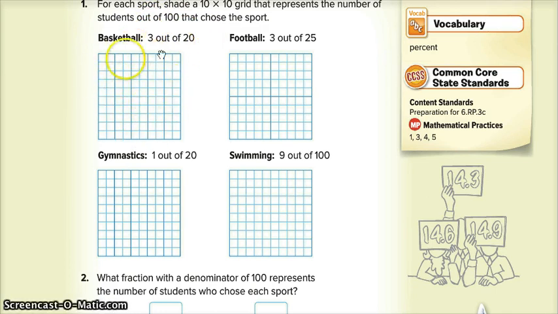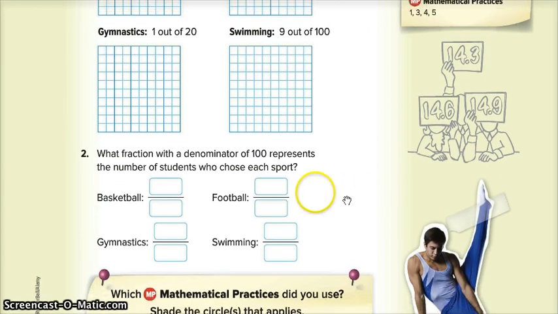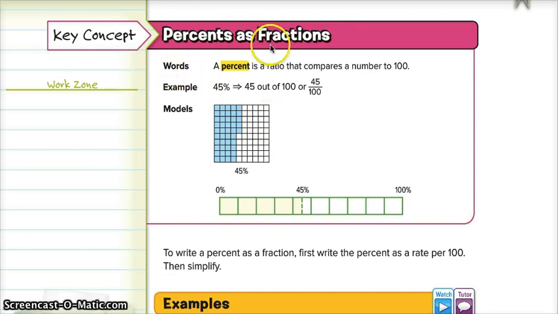Pretend that there were 100 students. Same thing for football, same thing for gymnastics. Swimming is going to be a little bit more simple just because it's already written as 9 out of 100. Then you're going to take a look at number 2. It asks what fraction with a denominator of 100 represents the number of students who chose each sport. So you're going to write a fraction for basketball, a fraction for gymnastics, a fraction for football, and a fraction for swimming.